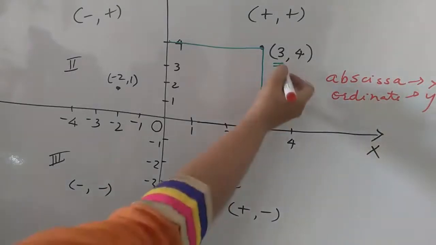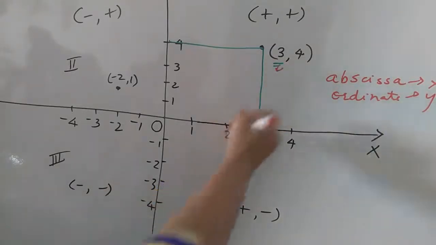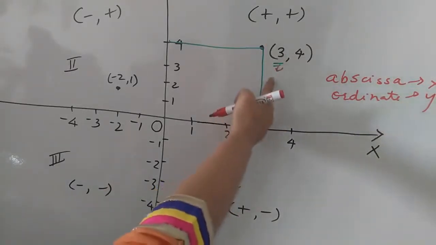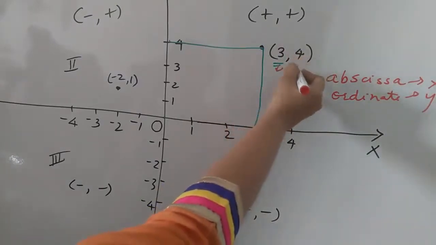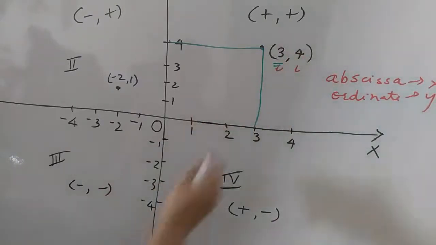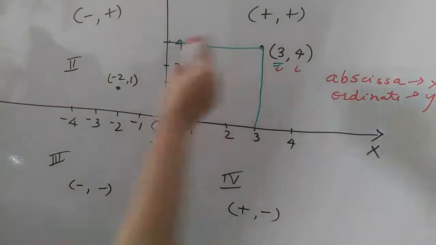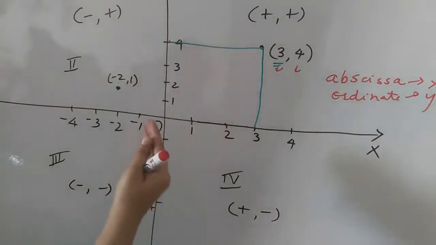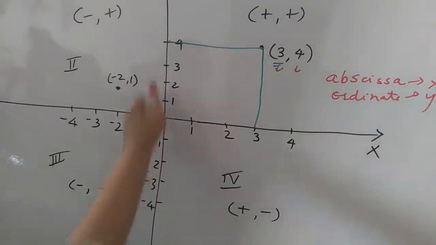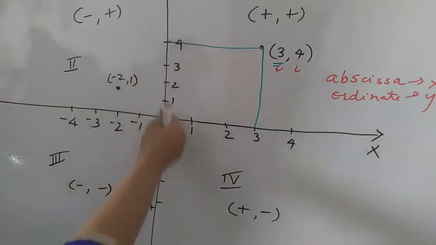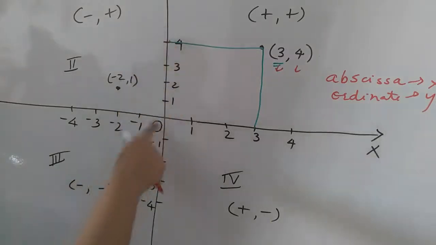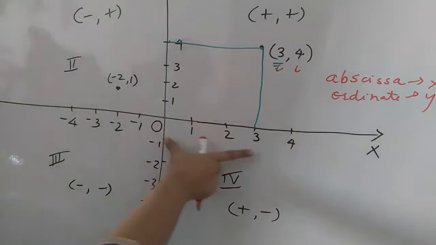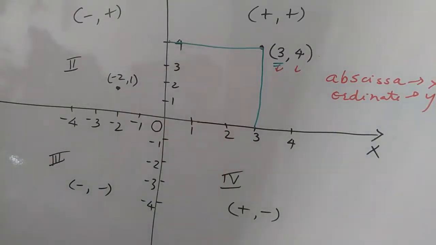But what is this x coordinate showing? It shows the distance on the x-axis, and what is this y coordinate showing? It shows the distance from the y-axis. The distance on the y-axis, you can see, is 0 to 4. It is the distance on the y-axis, and this is the distance on the x-axis.